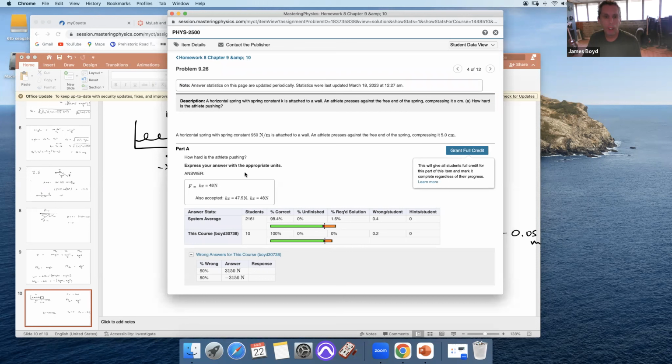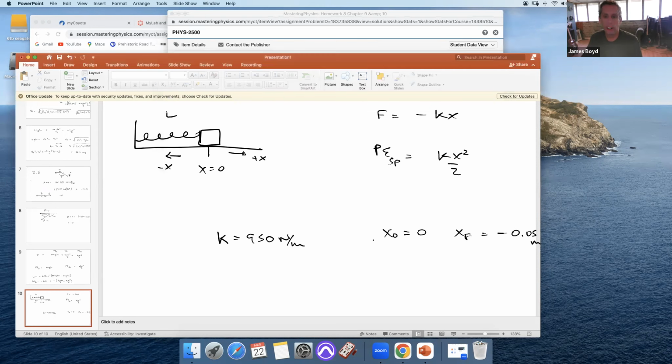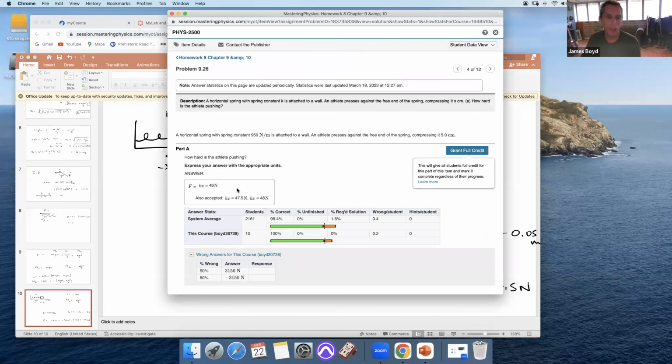What we want to know is how hard should you have to push? Well, the force is negative Kx, and K is 950, negative sign, but X is negative 0.05 because you're compressing, and the force you have to push on the spring would be 950 times 0.05, 47.5 newtons. Okay, 47.5 or 48 newtons. That's it.